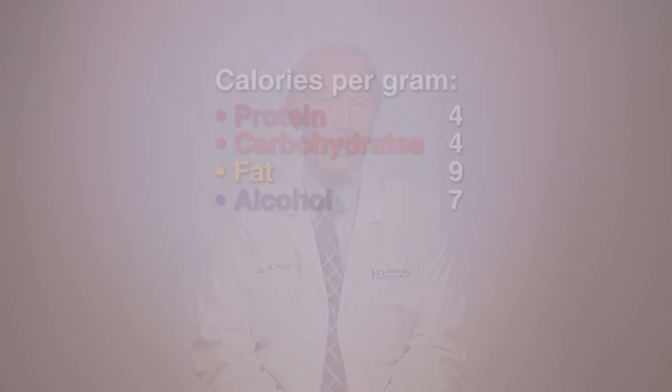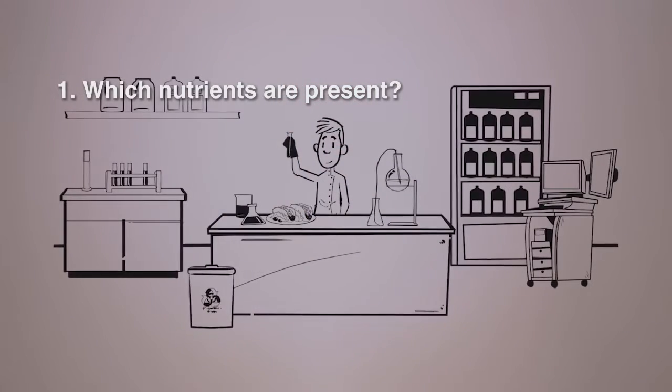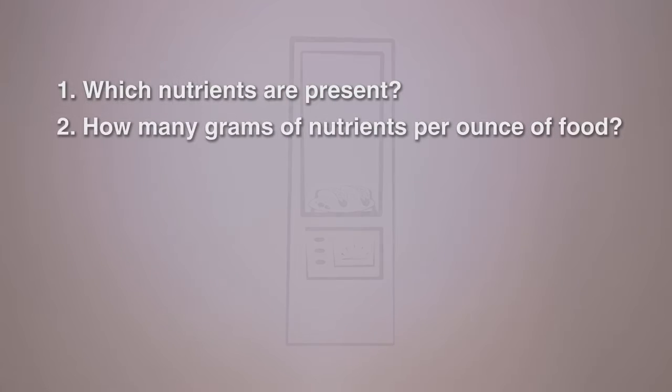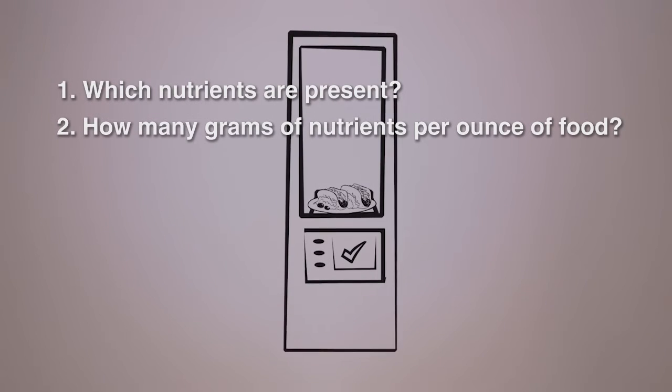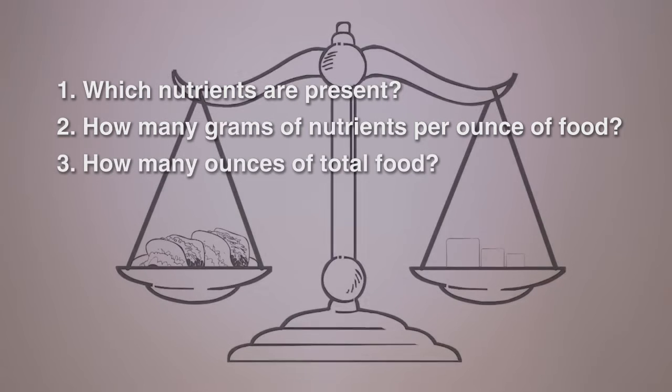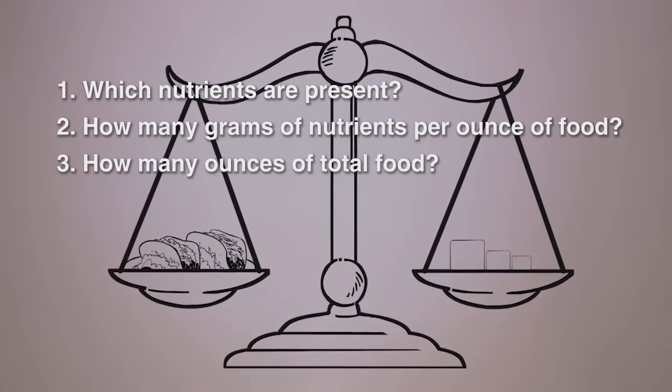Because of their varied energy values in calories generated per gram of nutrient, we have to know 3 important things as we attempt to manage our fat storage. First, we need to know the composition of any given food. In other words, which nutrients are present in this food. Secondly, we need to know how many grams of any given nutrient are present in an ounce of a certain food. Finally, we need to know how many ounces of total food are present with this mixture of nutrients.